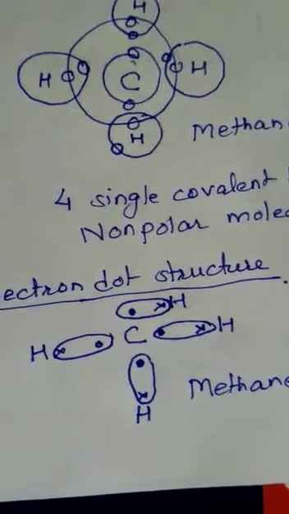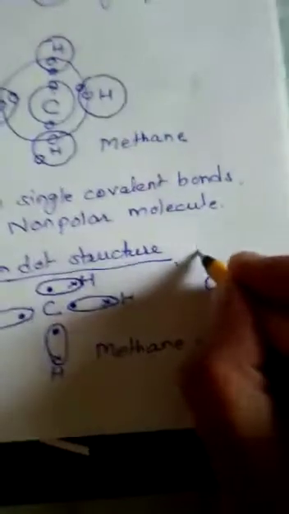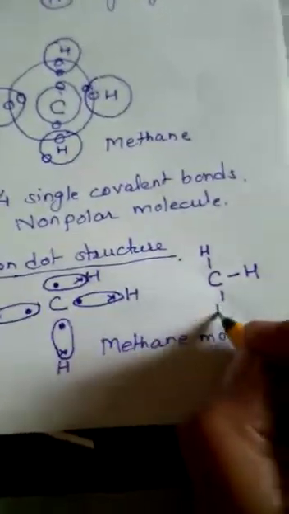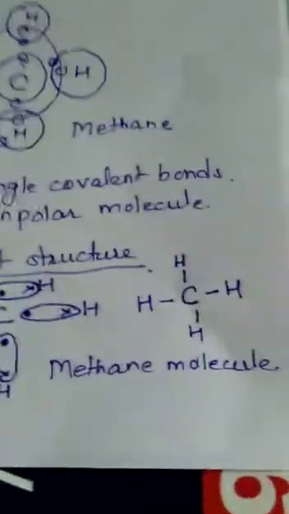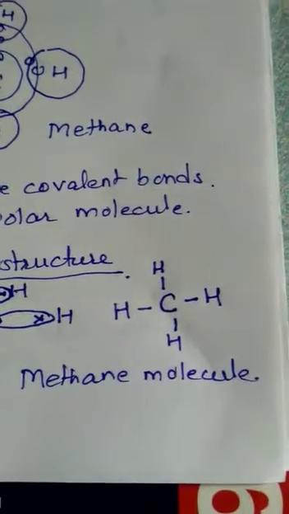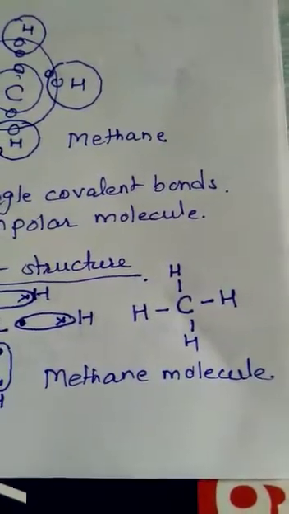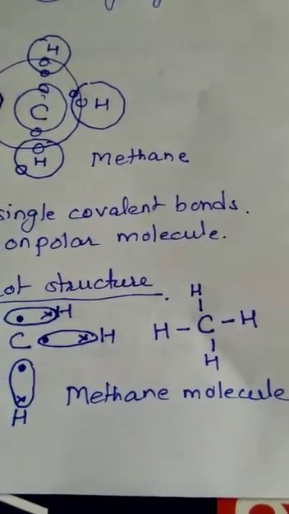This results in the formation of the methane molecule, which has 4 single covalent bonds, and we can also represent this as C and 1 dash, that means a single covalent bond. So we can represent the methane molecule by showing 4 dashes which are joining the carbon with the 4 hydrogen atoms. So this way the methane molecule, which is a non-polar molecule, is formed.